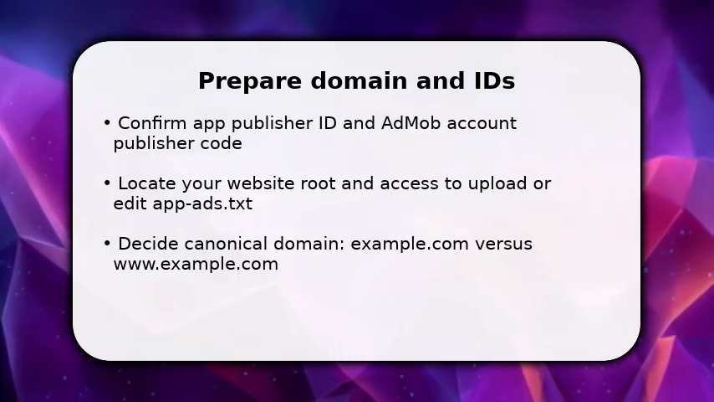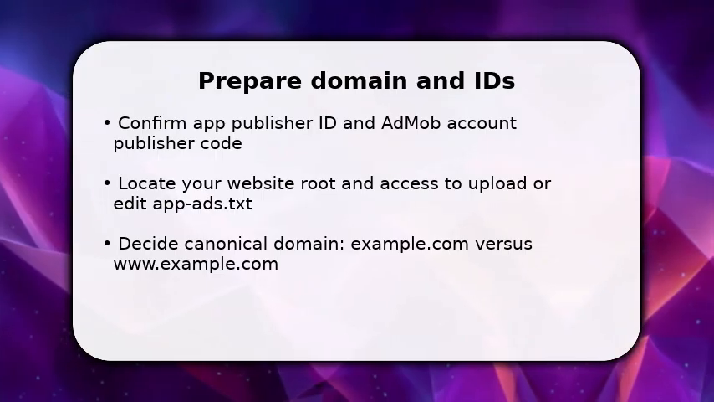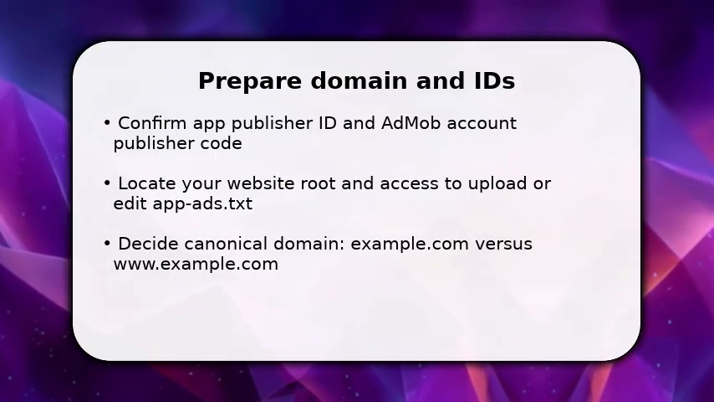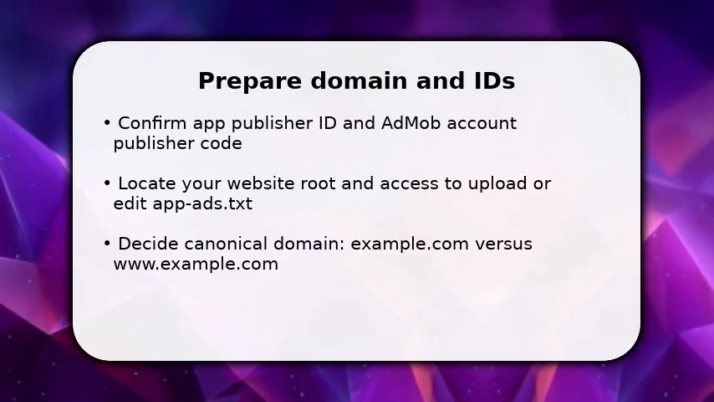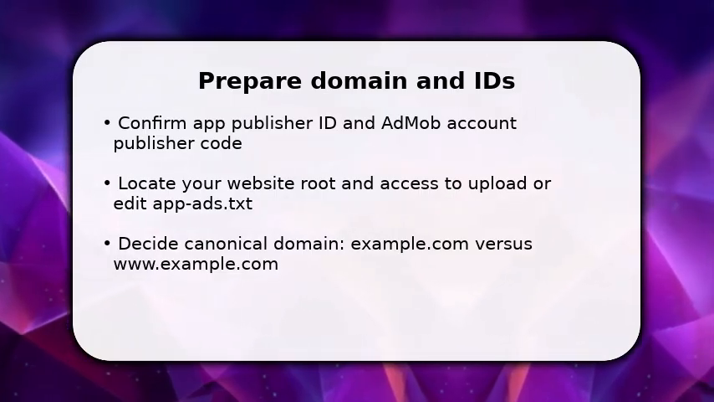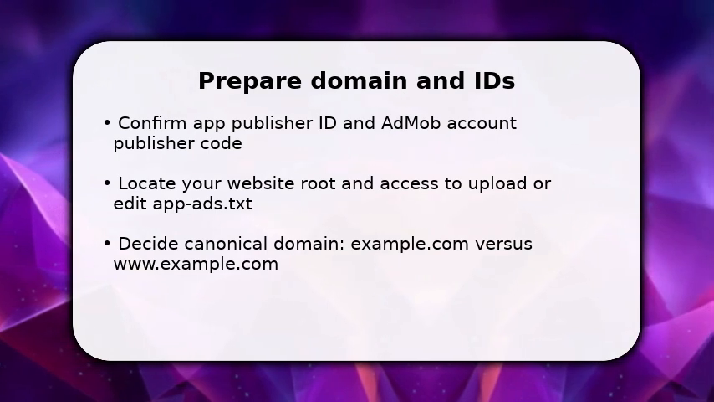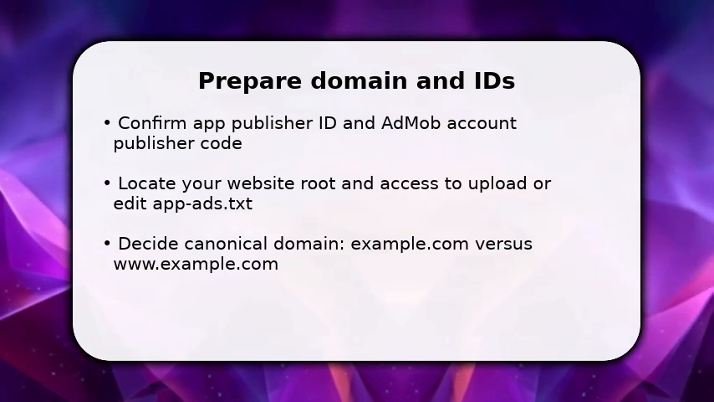Also decide and standardize your canonical domain, using example.com versus www.example.com, because it matters: app stores and crawlers treat them differently. This prevents mismatched records and speeds up verification when Google reads your app-ads.txt.